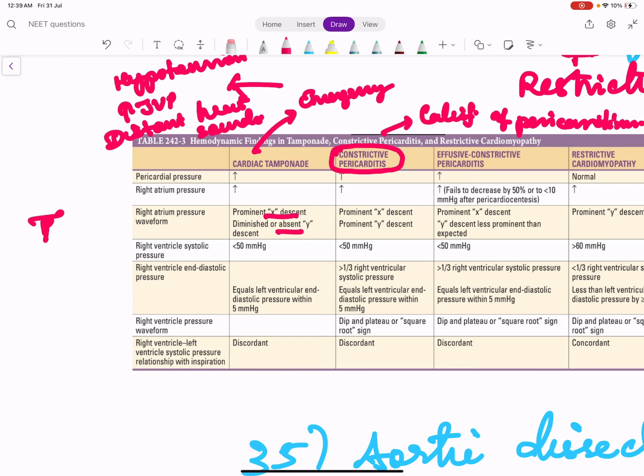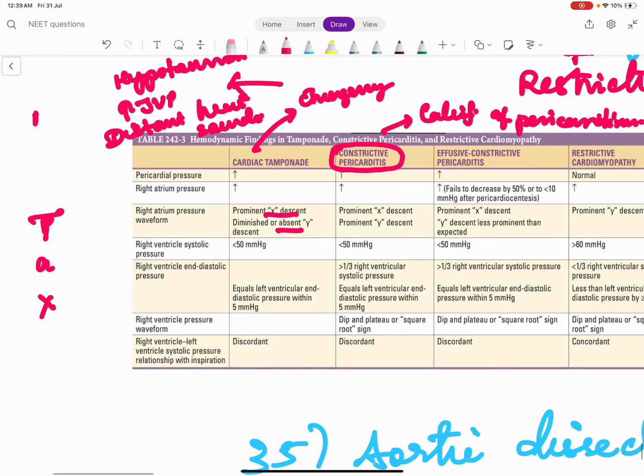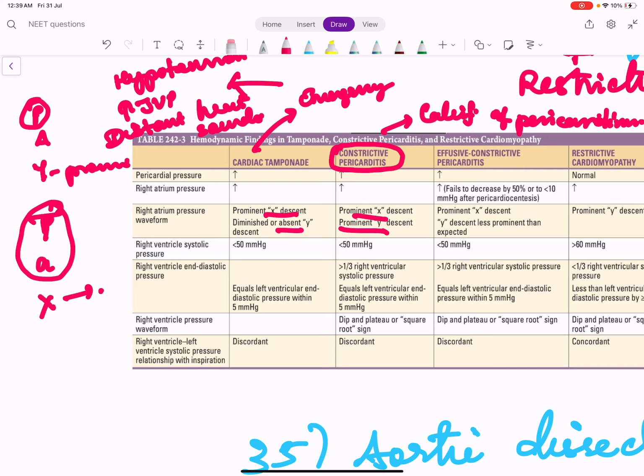I always say the mnemonic, think of the mnemonic, pay tax. In pericarditis, Y and X descent both are prominent. In constrictive pericarditis, X descent and Y descent both are prominent. In cardiac tamponade, X descent alone is prominent. Okay. So if you think of the pathogenesis, you can understand.